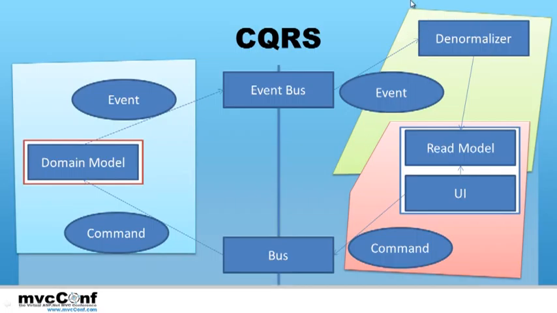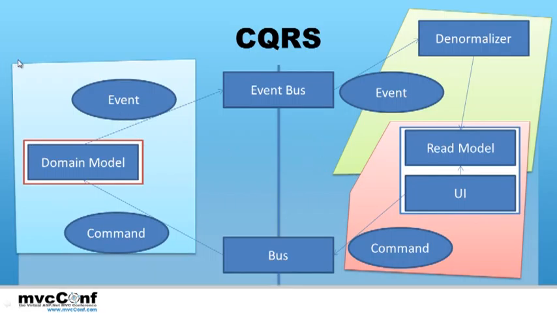The denormalizer guys need to consume events and update a read model, and that's all they have to do. The UI guys read from the read model most of the time, and when they need to change something, they simply issue a command on the service. That's also something that's completely separate and repeatable. You're basically introducing repeatability in your application.